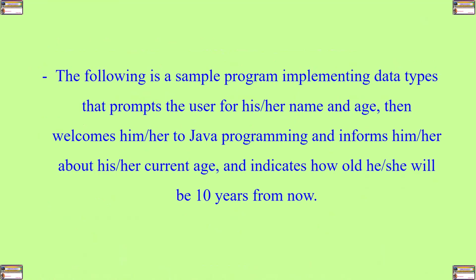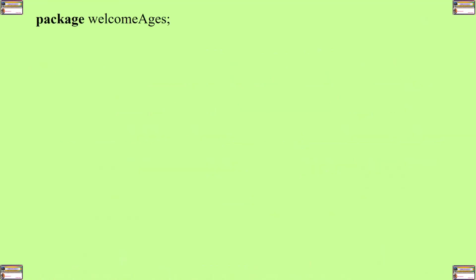The following is a sample program implementing data types that prompts the user for his or her name and age. Then it welcomes him or her to Java programming and informs him or her about their current age and indicates how old he or she will be 10 years from now. So the program is package welcomeAges. When we are creating our program, our project name will be welcomeAges.